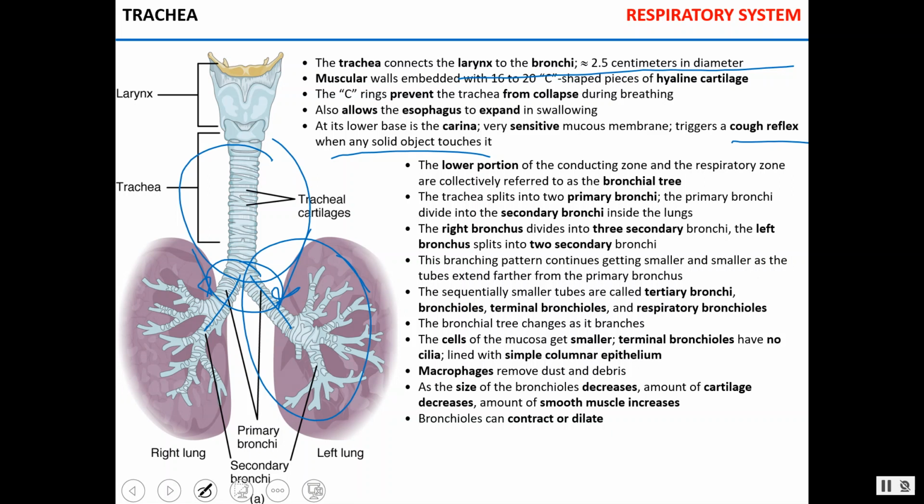As they branch, the mucosal cells become smaller. From columnar, they get to be more cuboidal. Cilia disappear, and macrophages appear that remove dust and debris. When bronchioles become smaller, the amount of cartilage decreases, and the amount of smooth muscle found in the walls of bronchioles increases, which means that bronchioles can contract or dilate.